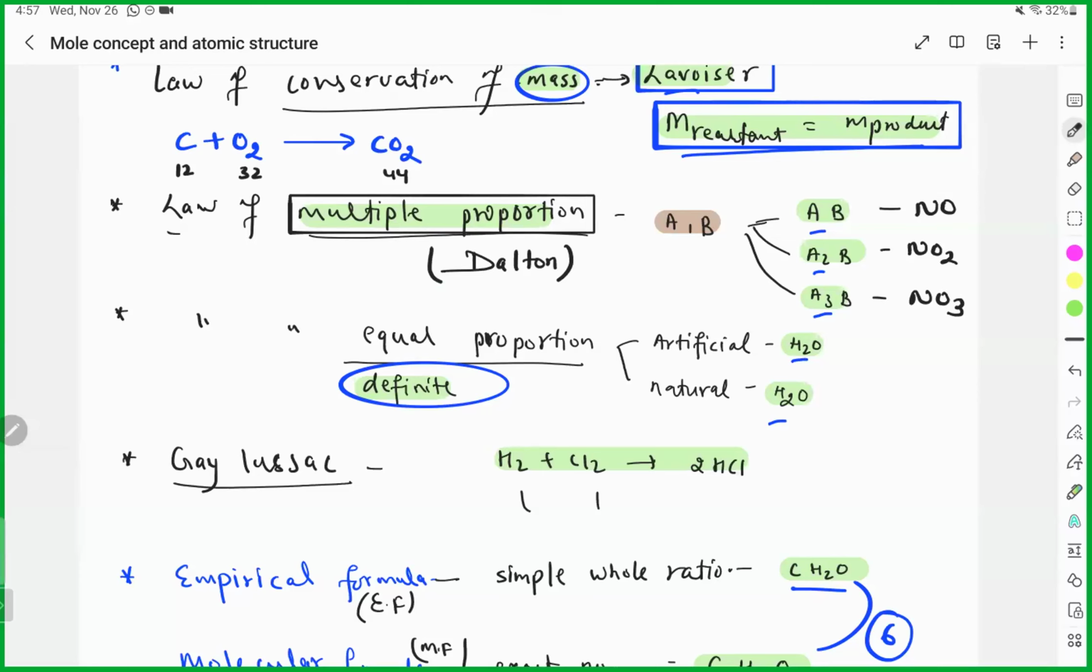And the last is the law of equal proportion. It simply says that whether you take artificial material or natural material, the composition will be the same. It means if you take artificial water or natural water, both will have H2O. As simple as that. This is also known as the law of definite proportion, I think given by Proust, as far as I can recall.